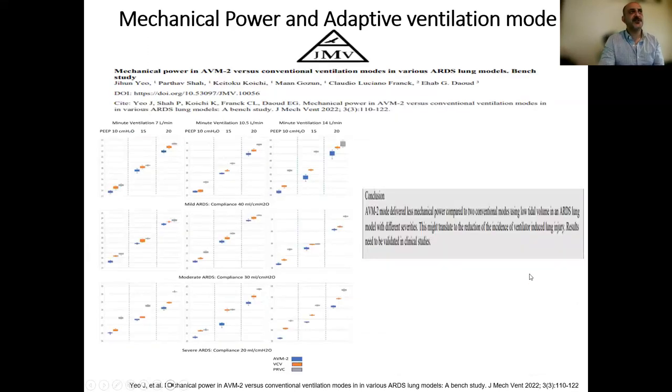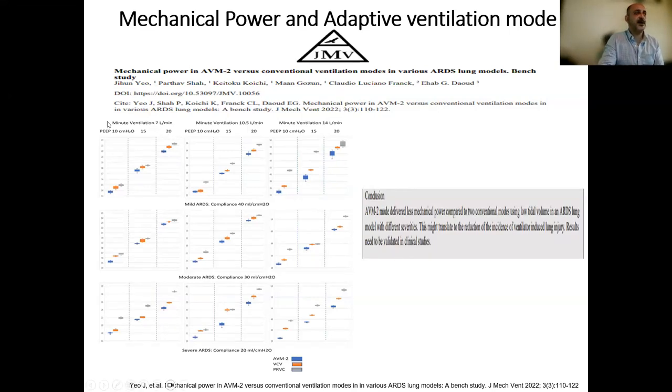Then we repeated the same study. We said, okay, let's see what happens in ARDS. So we went a little bit maybe crazier here, and I know it's a very crowded slide, but basically what we did in three different levels or severity of ARDS: one was a compliance of 40, one was a compliance of 30, one was a compliance of 20. We call it mild, moderate, and severe ARDS.